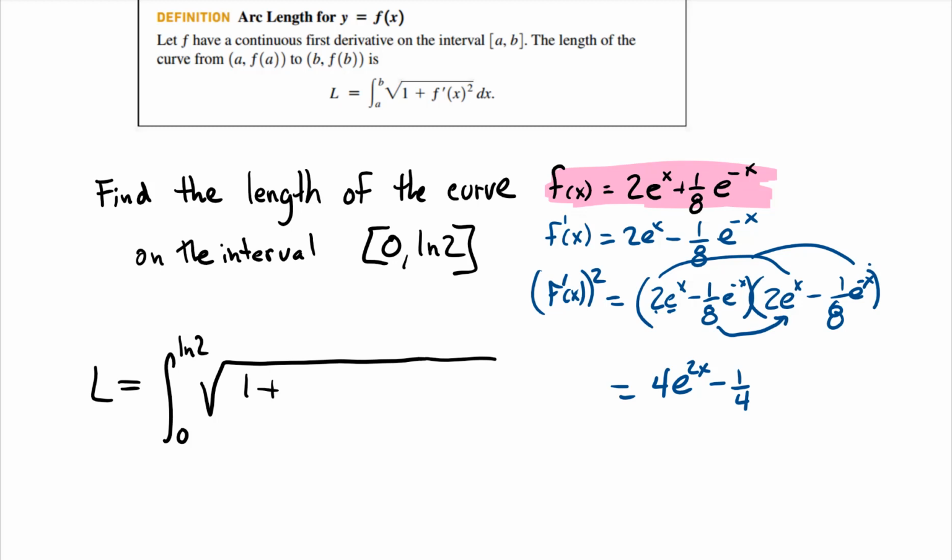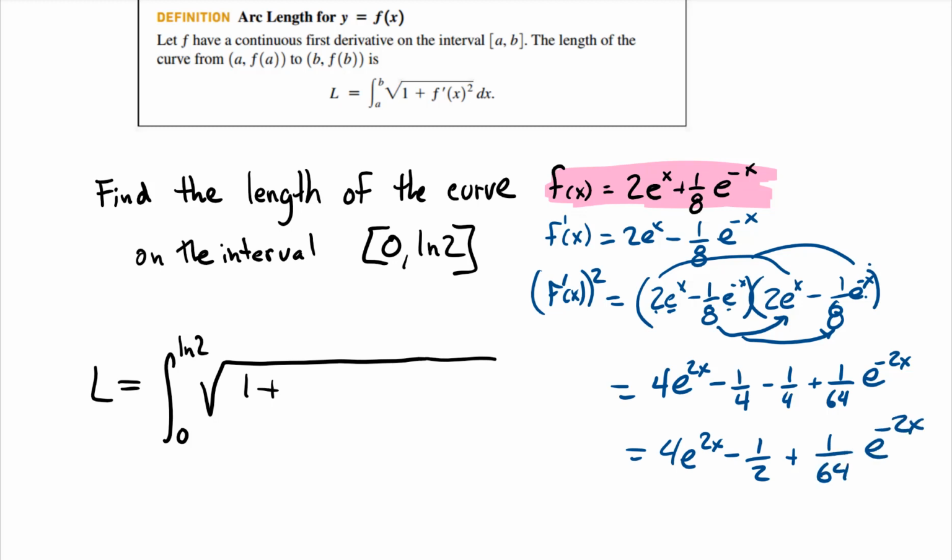Okay, let's do it again. Oh, that's the same thing we're multiplying together. So that's going to be minus 1/4. Lastly, we're going to take negative 1/8 times negative 1/8. That's positive 1 over 64. And e to the negative x times e to the negative x is e to the negative 2x. Once we clean it up, we have 4e to the 2x minus 1/2. Now that half means everything. That means everything.